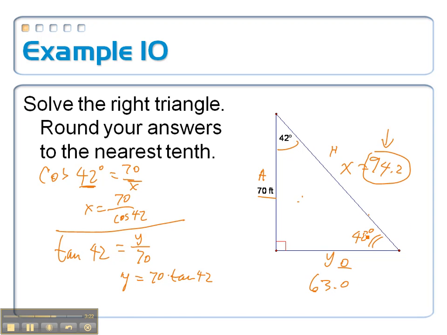Now again, this one is shorter than the hypotenuse, so that makes sense. Not only that, it's across from the smallest angle, so we know that it should be smaller than 70, so that also makes sense.